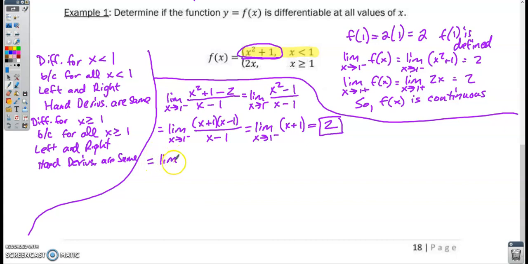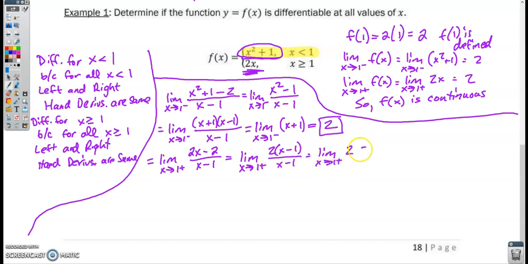The limit from the right: now for the right hand we need to use this branch, and so we've got f of x minus f of a all over x minus a. Again, if we try to handle this via substitution, it turns into 0 over 0. So I've got to factor and cancel. Okay.